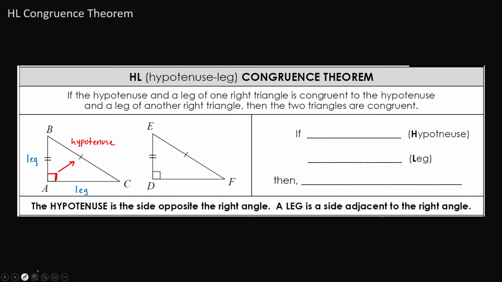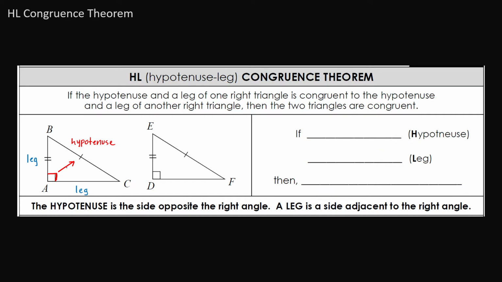So essentially what we are saying with this theorem is that if the hypotenuse and one leg of one right triangle is congruent to the hypotenuse and a leg of another right triangle, then the two triangles are congruent. Now, once again, let me remind you, this theorem cannot be used for any triangle except for right triangles. For other triangles, this would be called angle side side, and we know that is not a congruence theorem. So let's just break down what this means.